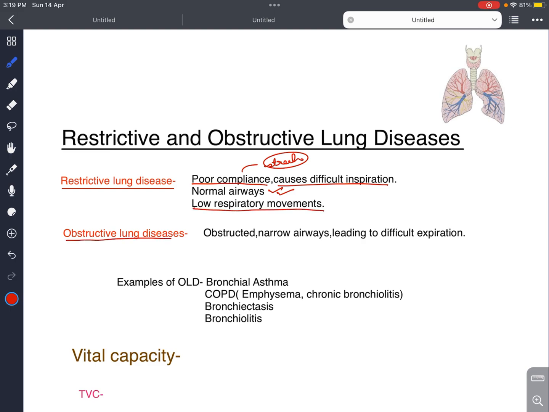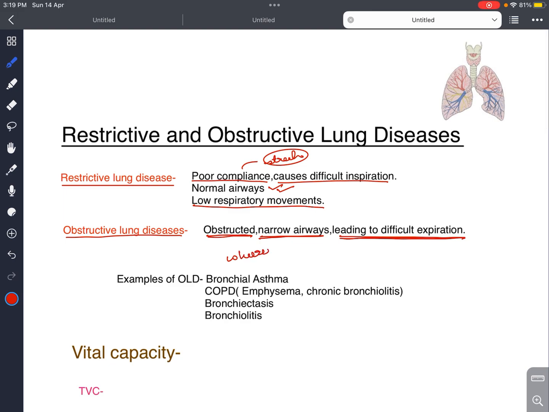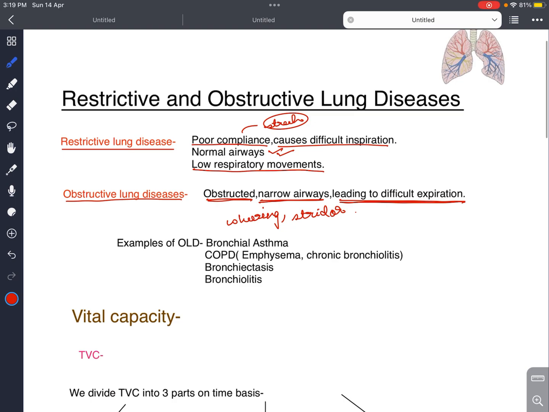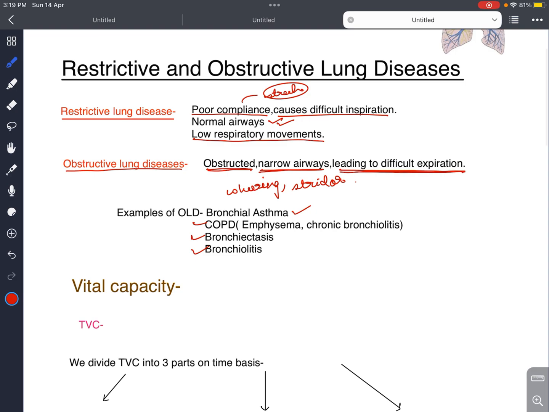On the other hand, in obstructive lung diseases, we have obstruction present. We have narrowed airways, which leads to difficulty in expiration. And here we can find many sounds, like wheezing and stridor. Some examples of obstructive lung diseases are bronchial asthma, COPD, bronchiectasis, and bronchiolitis. COPD includes emphysema and chronic bronchitis. You know that very well. In emphysema, we call the patients pink puffers, and in chronic bronchitis, we call the patients blue bloaters.